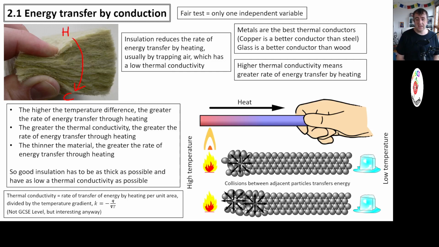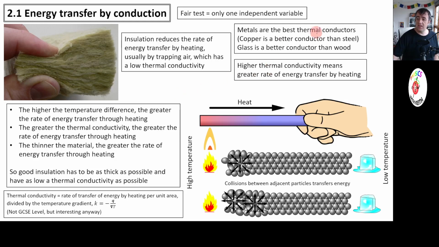If we were investigating the effect of thickness of insulator, then we'd have to have the same type of insulator, and again, the same difference in temperature across the insulator. What we're saying here is we need to make sure we've only got one independent variable, which is another way of saying a fair test. That's a pretty standard thing that we have to do in all science experiments. And I'm emphasizing that point because this is a required practical at GCSE, investigating insulators.